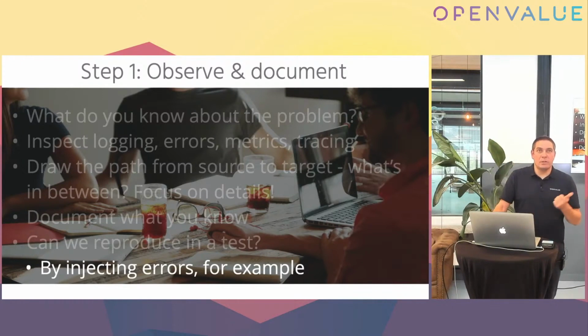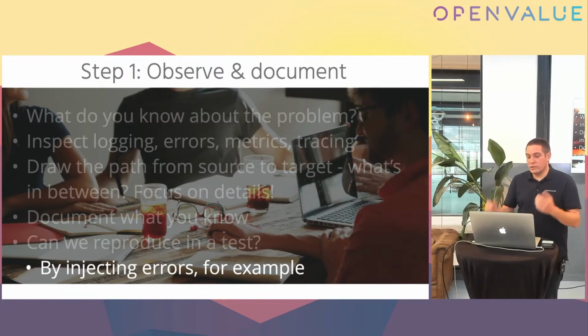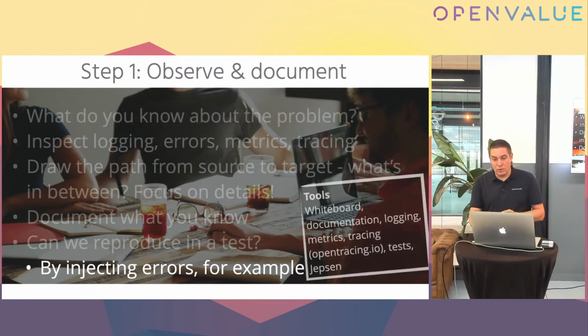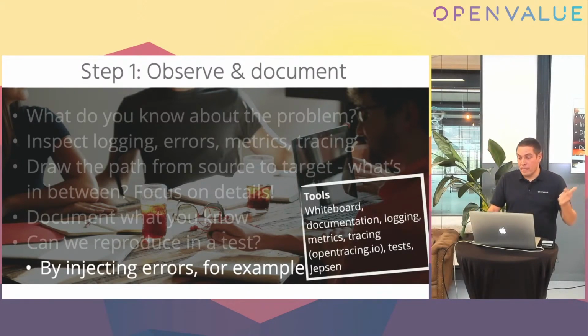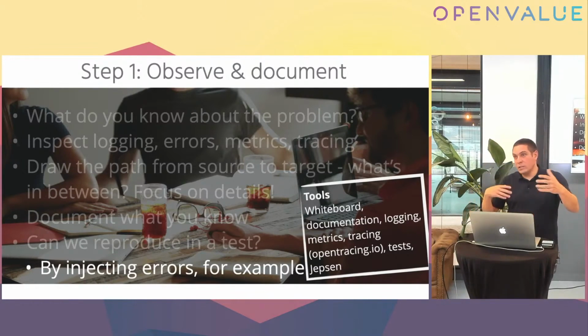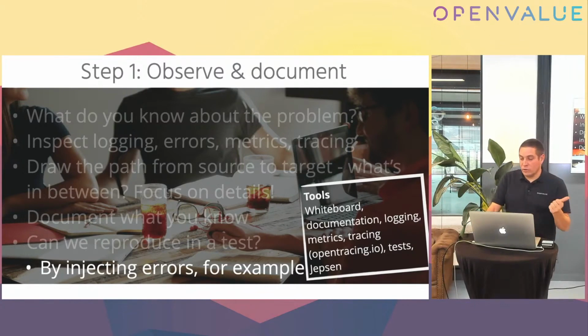For example, by injecting errors. There are tools like Jepsen that are used, for example, to test Cassandra and how it handles failures and re-election. This is an interesting tool to stress test your application: what happens when there's a network error or timeout or whatever. So tools you use here are whiteboard, documentation, logging, metrics, tracing. The OpenTracing project is one that's suggested often, where you can add, for example, correlation IDs between requests. If you have a microservices system, you can then relate a request that's coming in to other local services in your network. Test, obviously, and tools like Jepsen to inject errors.